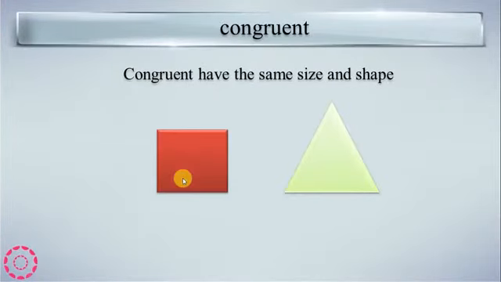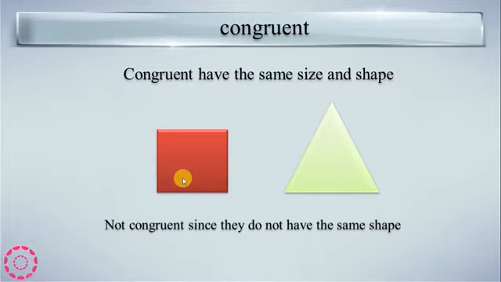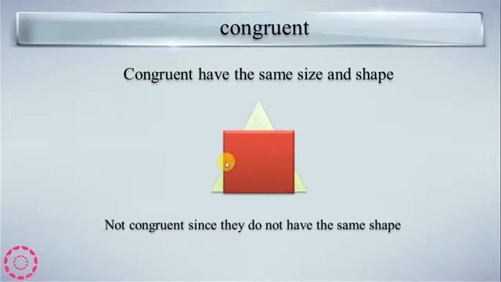Another, congruent figures have the same size and the same shape. Look at them. No, their shapes are different. Their sizes are different. No congruency. They do not have the same size and the same shape.